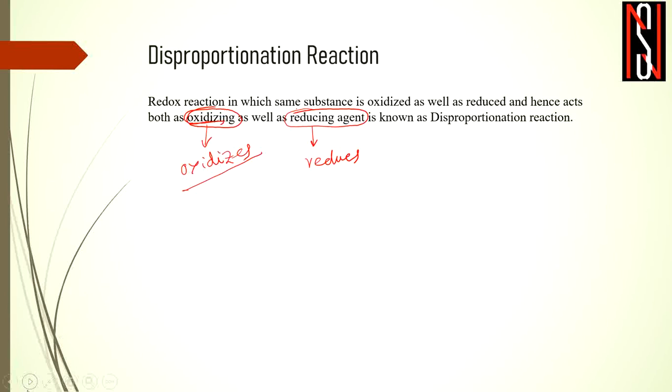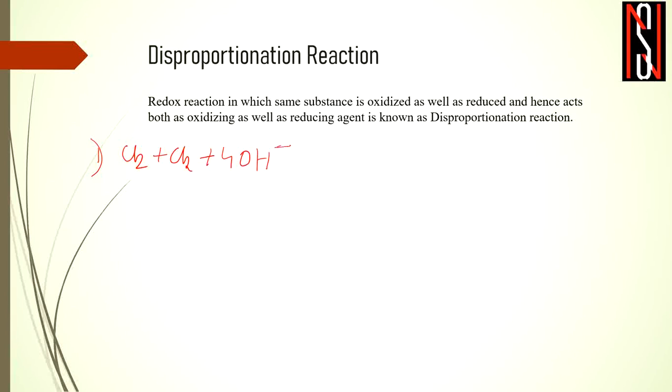For example, we are taking chlorine plus 4OH minus being converted into 2ClO minus plus 2H2O plus 2Cl minus. Okay, now here the oxidation state of chlorine would be 0. It would be chlorine, the oxidation state of each chlorine would be 0. It is in the molecular form.